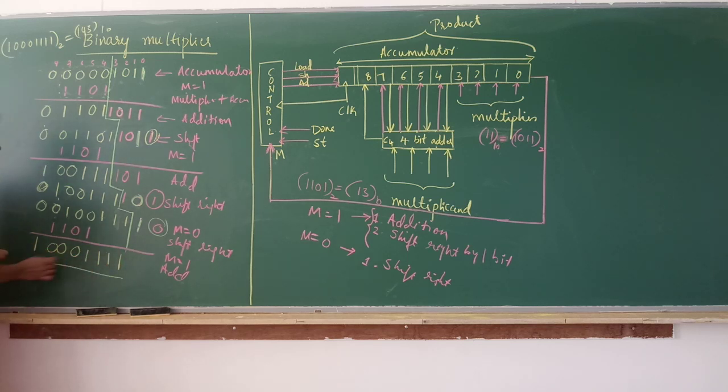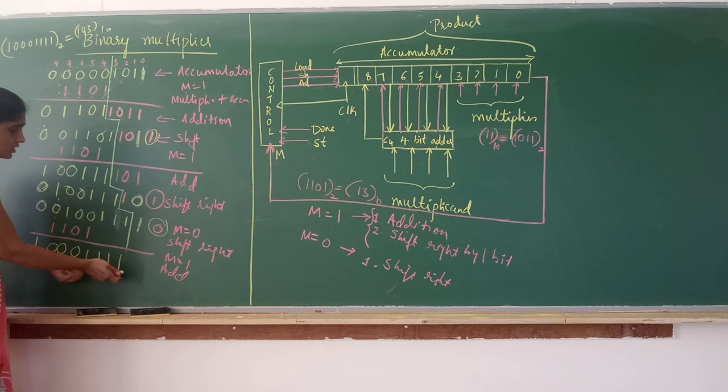Okay. So now over, multiplier, all the bits are added. Now there is no multiplier bit. So now this is the answer.